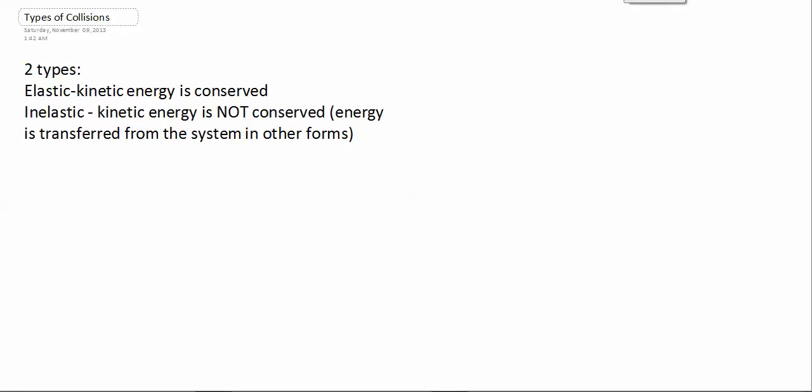When it comes to collisions, there are two types: elastic collisions and inelastic collisions. Elastic collisions, I think about an elastic rubber band, I think about springs, I think about objects that bounce back. So an elastic collision is one in which the energy is conserved.